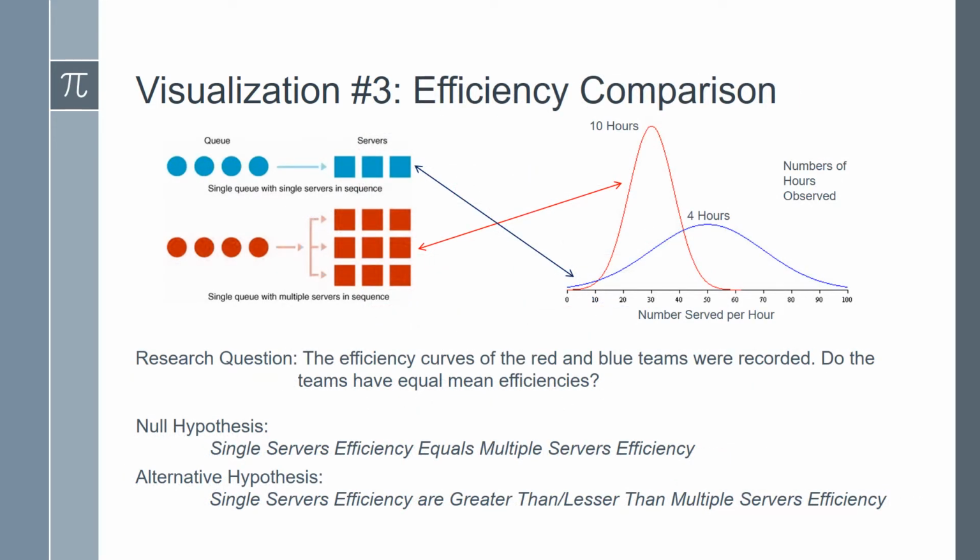Visualization number 3, efficiency comparison. Our research question is: the efficiency curves of the red and blue teams were recorded. Do the teams have equal mean efficiencies? Our null hypothesis is single server's efficiency is equal to multiple servers' efficiency. Our alternative hypothesis is single server's efficiency is greater than or less than the multiple servers' efficiency.